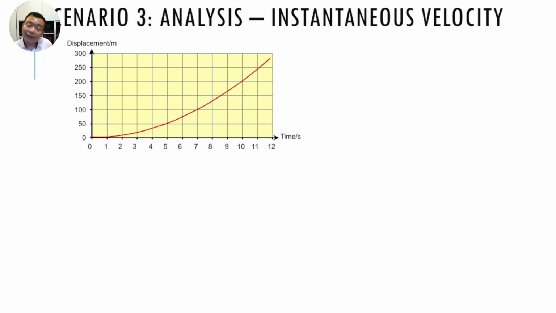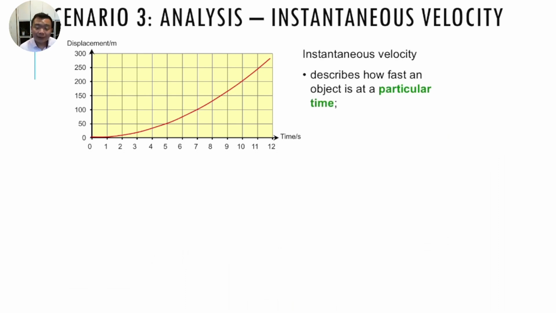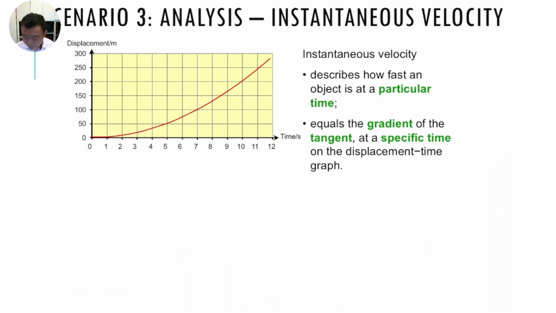For this scenario 3, we can do further analysis. So when we want to find the instantaneous velocity, we can easily find it by using the gradient of the graph, of the displacement time graph. Previously, we have worked with graphs that are straight lines. What happens if, in this case, you are given a curve? So, not to worry, the same rule applies.